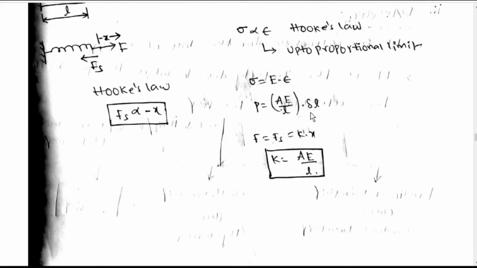Delta is directly proportional to epsilon by Hooke's law, up to the proportional limit, sigma is equal to E epsilon. F is directly proportional to minus x, Hooke's law. And P is equal to AE by L into delta L. F is equal to Fs is equal to Kx, so K is equal to AE by L.